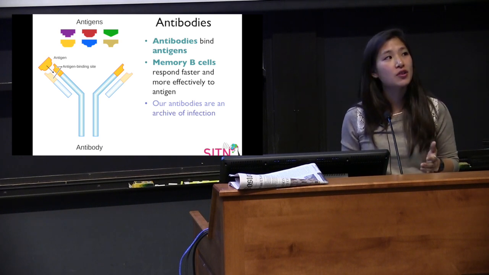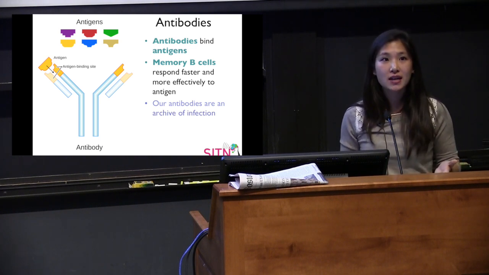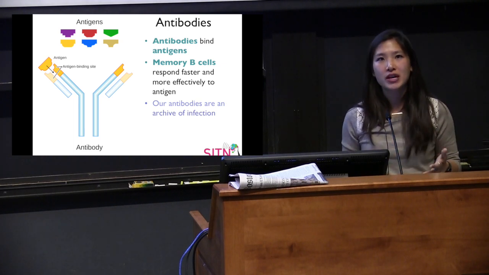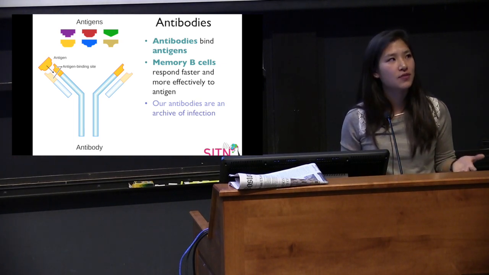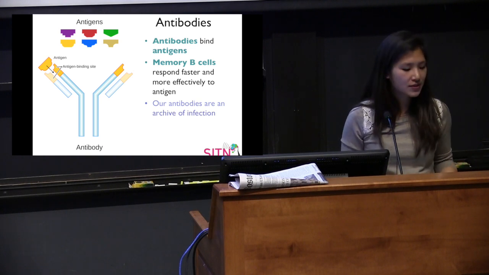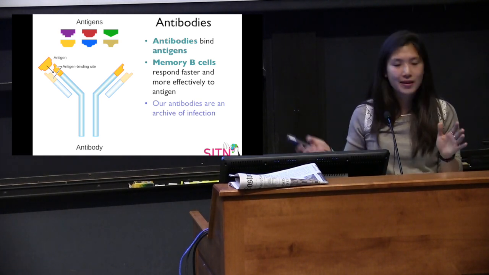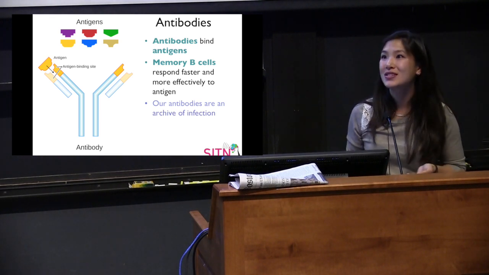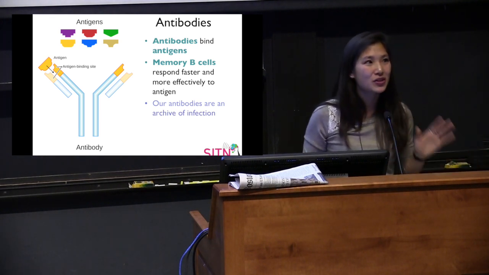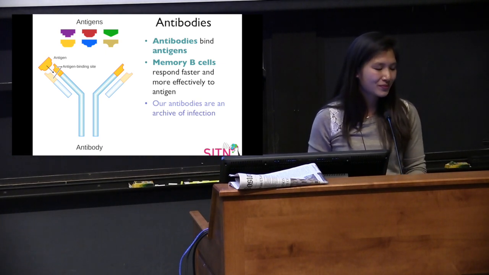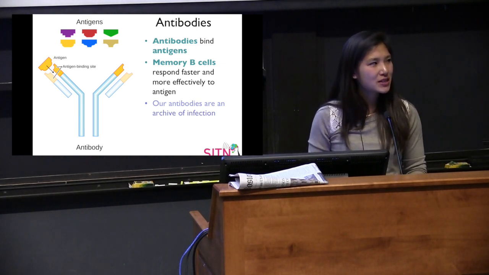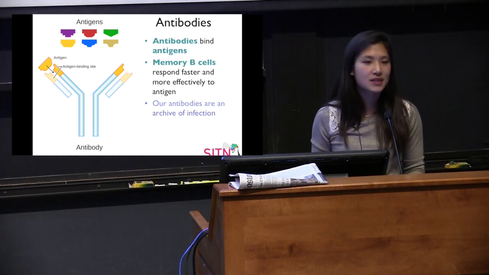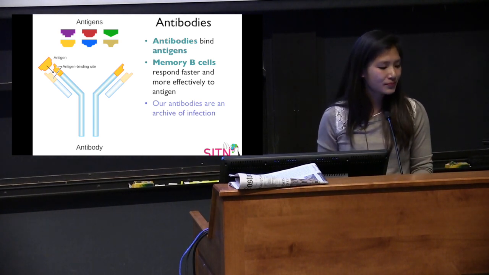And so if our body ever comes into contact with that antigen again, those memory B cells are lying in wait to produce a lot more antibodies so our body can fight off that infection faster and more effectively. So it's like this police force keeping mugshots of these antigens so that if they ever run into them again, they'll know right away what to do. So our antibodies are kind of an effective archive of every infection we've ever had because of these memory cells.